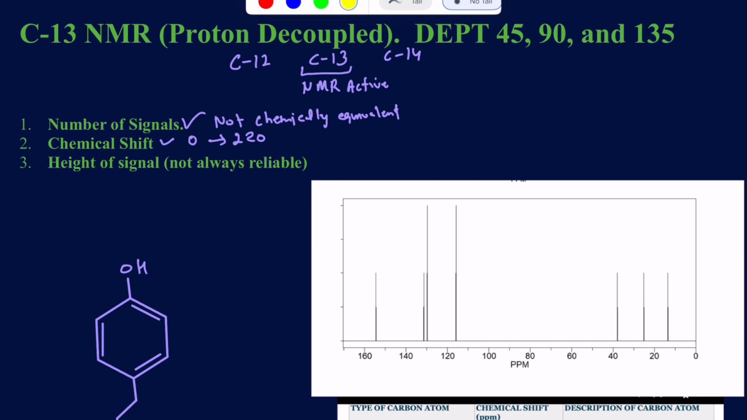However, you can look at the height of the signal. It's not always the most certain or reliable thing, but sometimes, based on the height of the signal, you can figure out how many carbons belong to that particular signal.